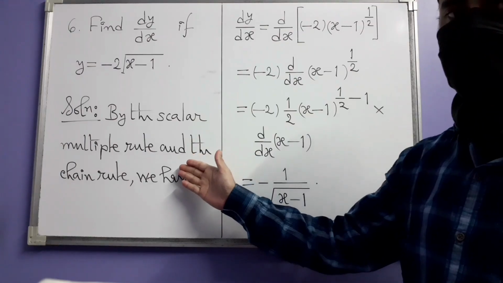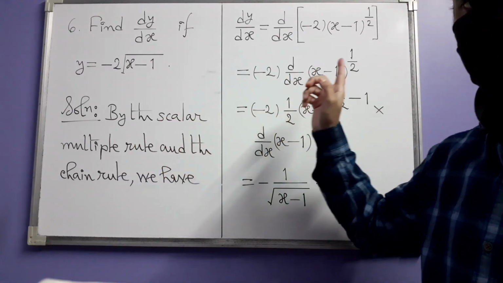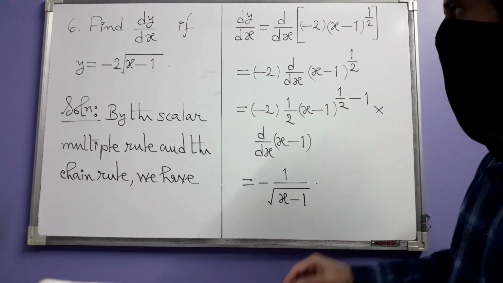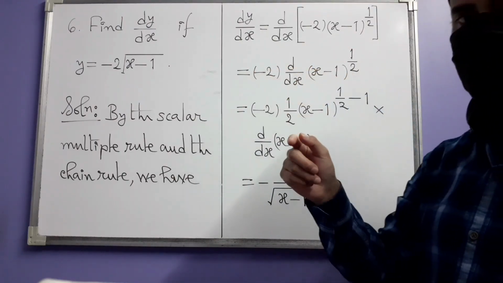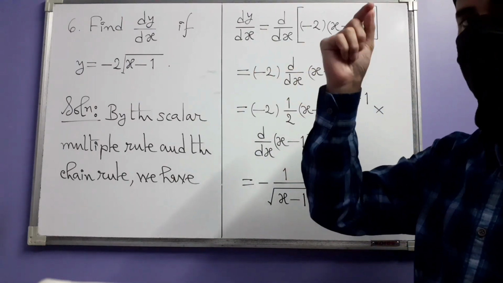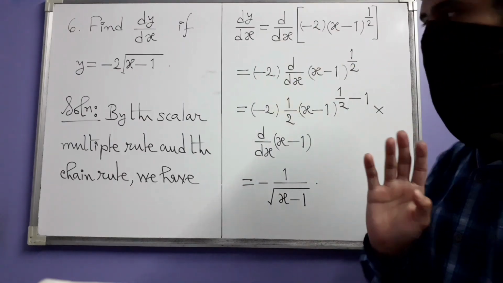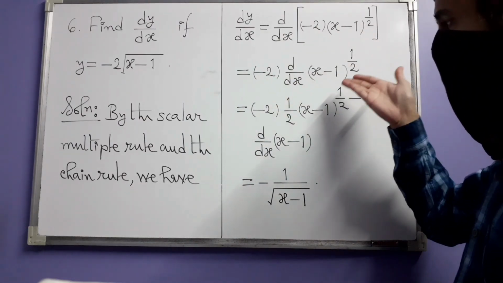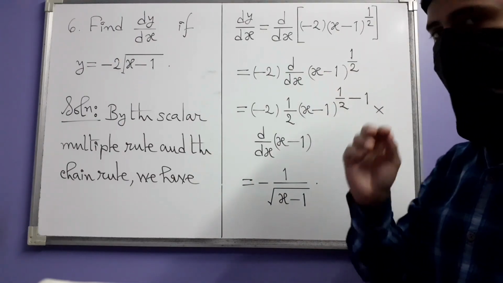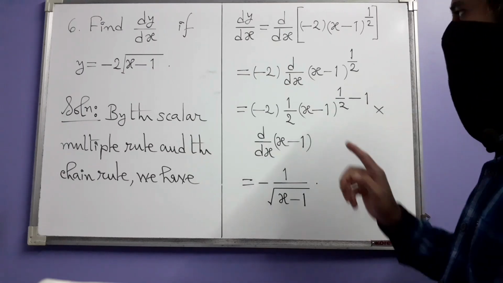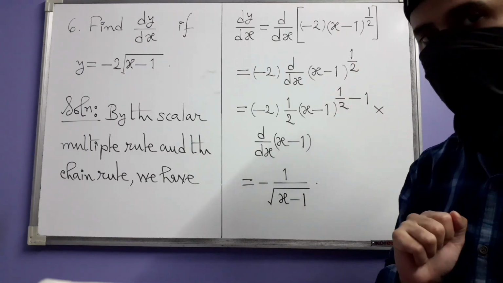So here we start the solution like this. By the scalar multiple rule and the chain rule, we have this. Let's see. So this is the given function, right? Minus 2 times the square root of x minus 1, or x minus 1 to the power 1 divided by 2. By the scalar multiple rule, first the minus 2 comes out, and then we have this. And this is where we have to apply the chain rule, because we cannot just simply differentiate this as it is. It is not exactly a power of x, but a power of x minus 1.